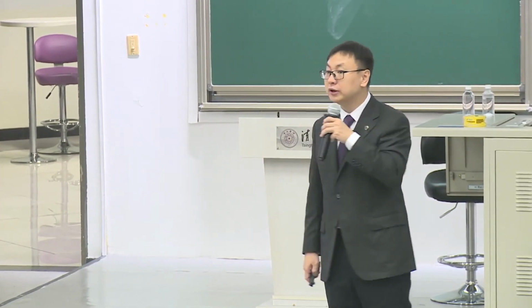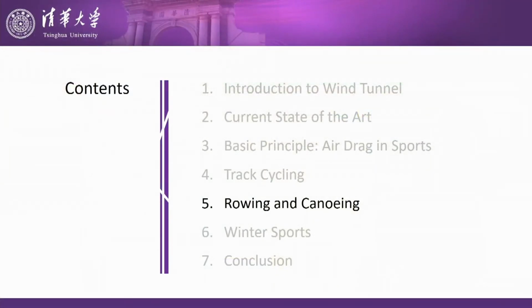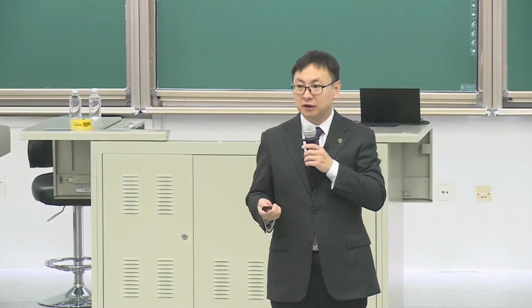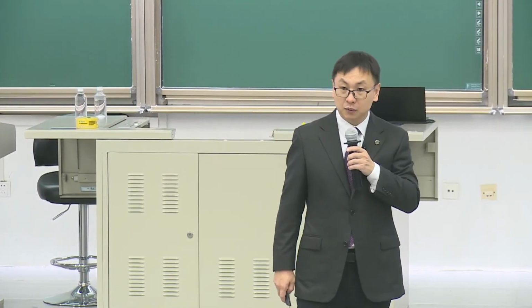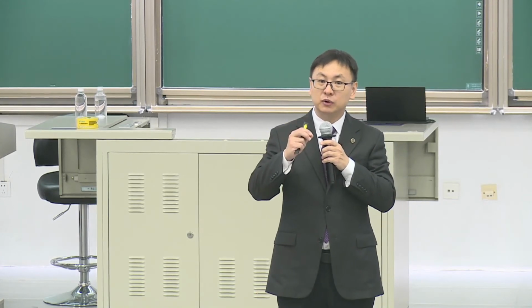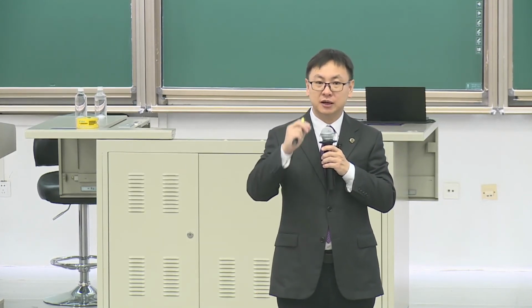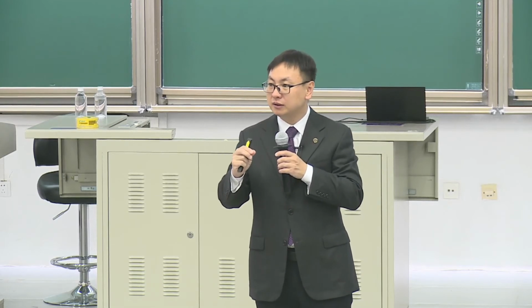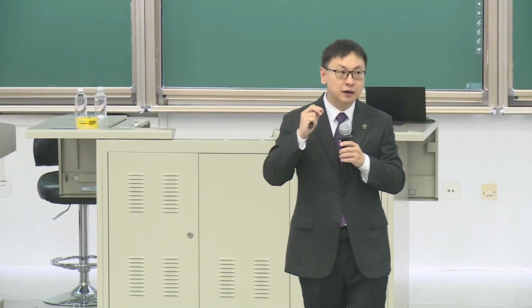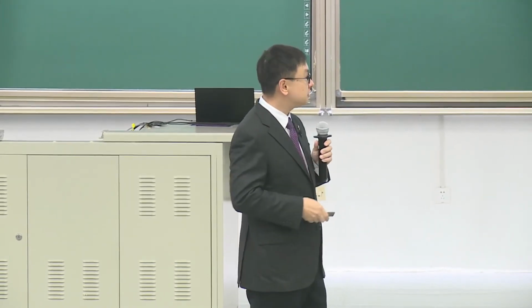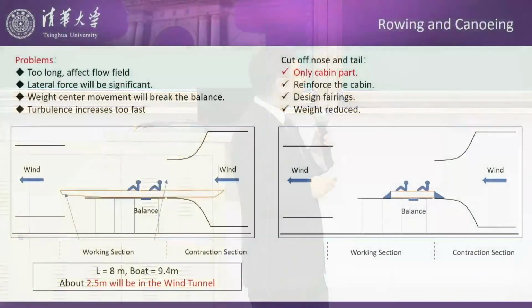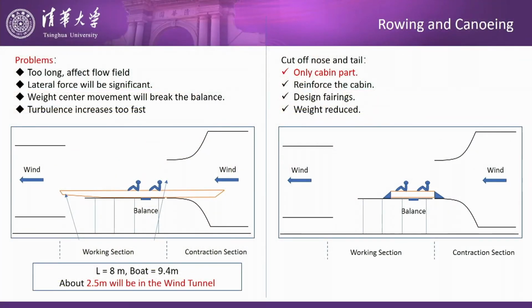Next, we'll talk about rowing and canoeing. You may be wondering, these are on the water, right? Why do we do wind tunnel? Because in racing, we want to optimize every single hair. We want every single Newton of drag to be reduced. But there is a problem because the boat is too long. It's really, really too long. Even our big brother cannot hold it.